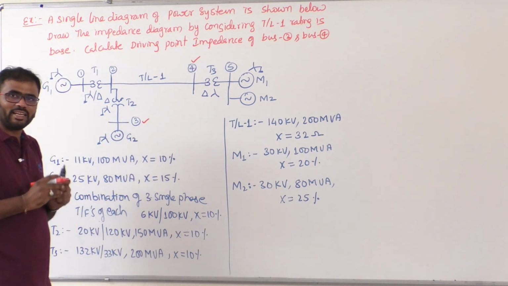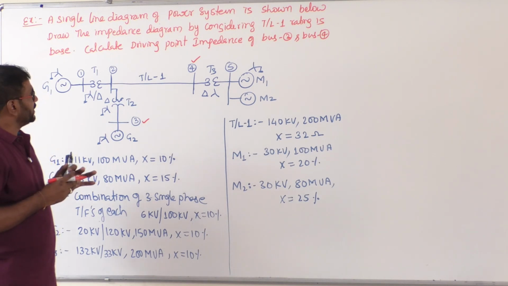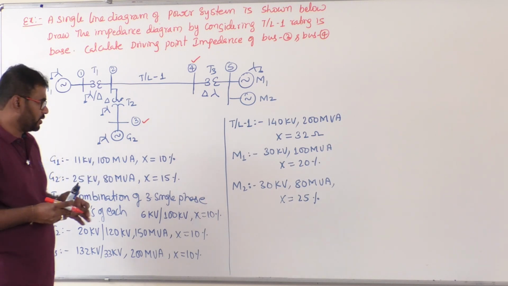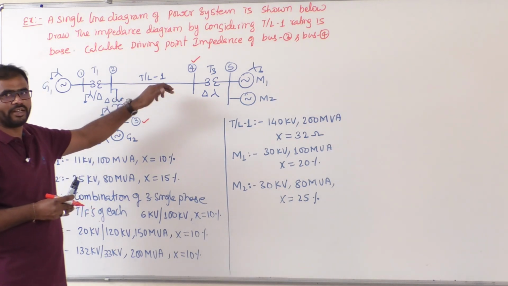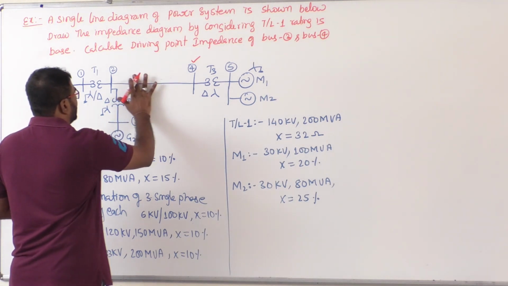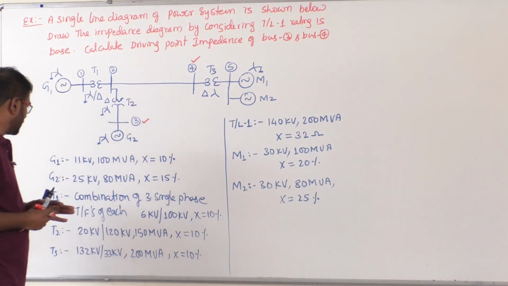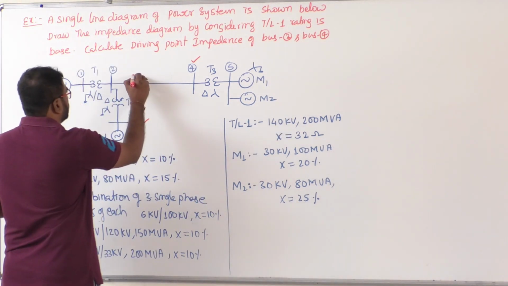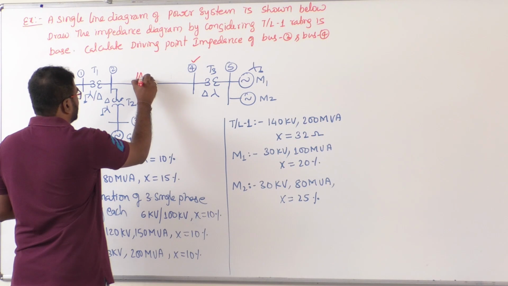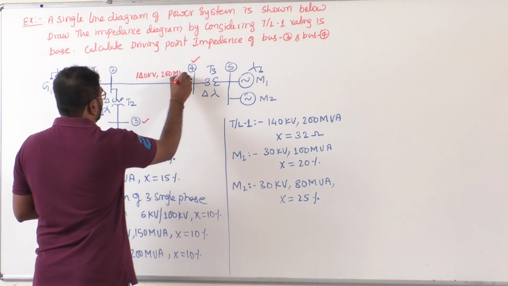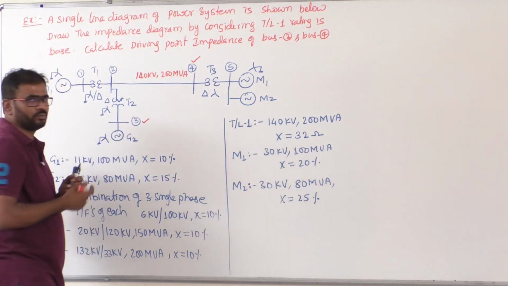Okay, but he has clearly mentioned what is the element you have to take the base. That means what is the new base here. So the new base is the transmission line 1 rating. What is the transmission line 1 rating here? Let's see, transmission line 1, it's clearly mentioned that it's 140 kV, 200 MVA. So here it is 140 kV and 200 MVA. Clear? Now this is the new base for the complete system.